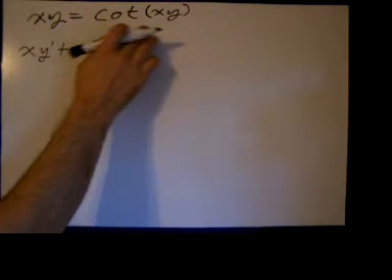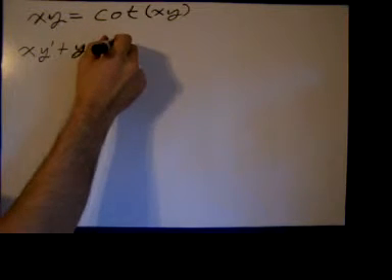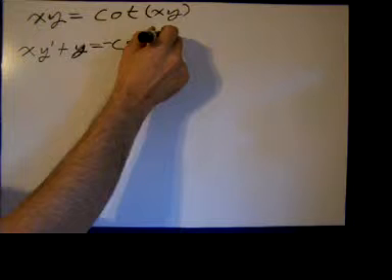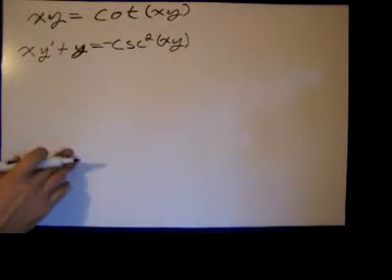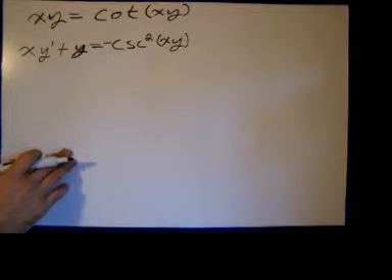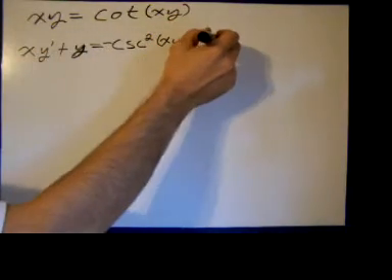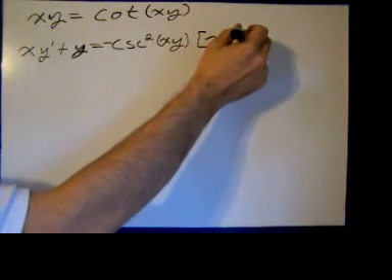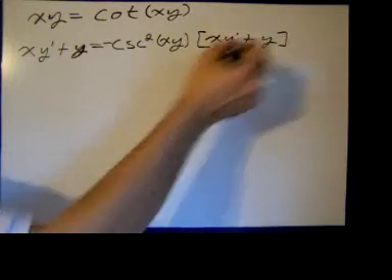Now, we take the derivative of the outermost function first with the chain rule. The derivative of the cotangent is the negative cosecant squared of xy. Now we take the derivative of the inside, which is xy. You notice it's the same thing we got over here, so that's the first times the derivative of the second, which is y prime, plus the derivative of the first, which is 1, times the second, which is just y.